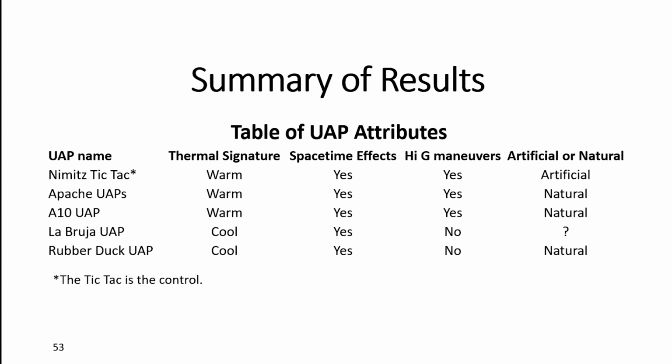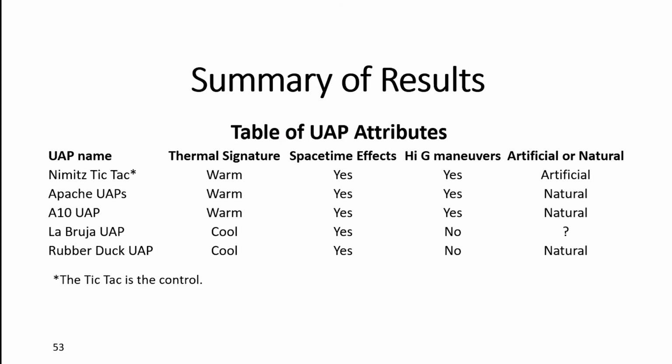The Apache UAPs, the 3 of them, they're warm. They're showing space-time effects. They're showing high G maneuvers, but our opinion is they're natural. The A10 UAP, again, is warm. The space-time effects, yes, are observed, and the high G maneuvers, again, were observed. Again, we considered this a natural phenomenon.